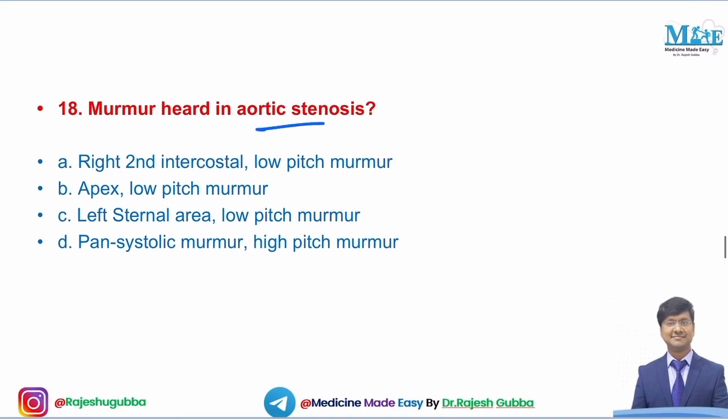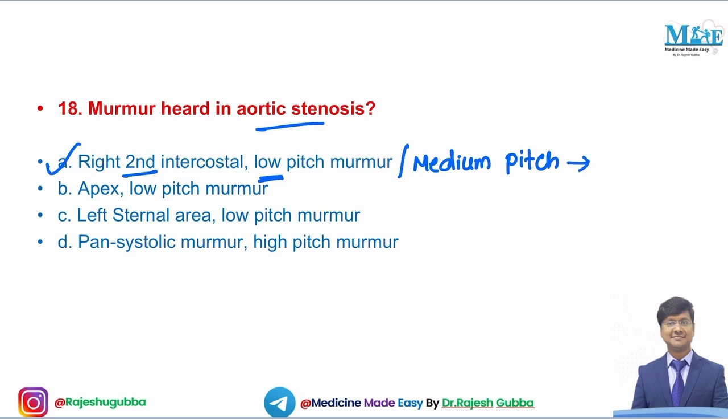What is the murmur heard in aortic stenosis? Second right intercostal space low pitched, apex low pitched, left sternal area low pitched, or pansystolic murmur high pitched. In aortic stenosis, the murmur is heard in the right second intercostal space, which is the aortic area, and it is a low to medium pitched murmur.